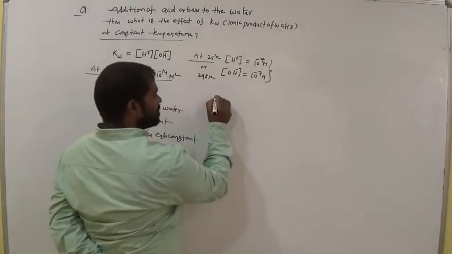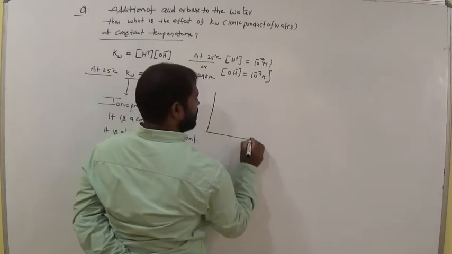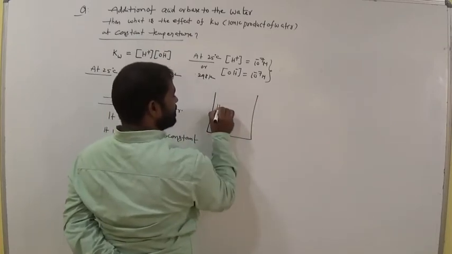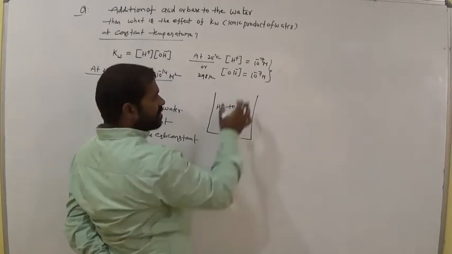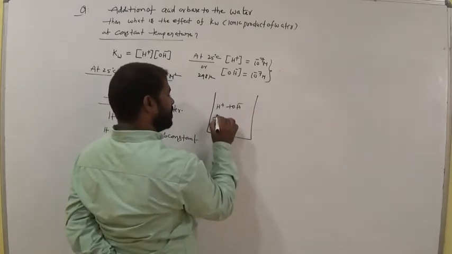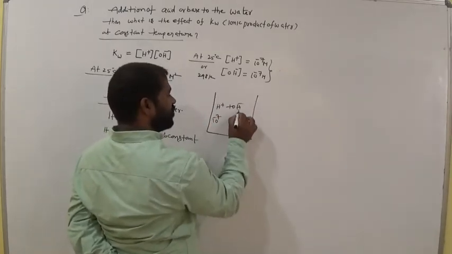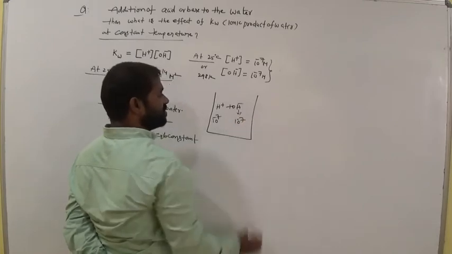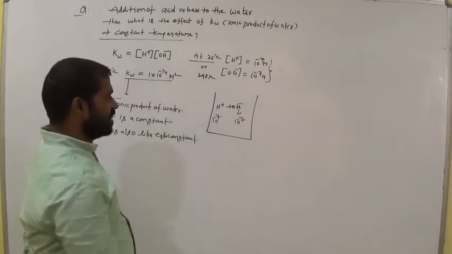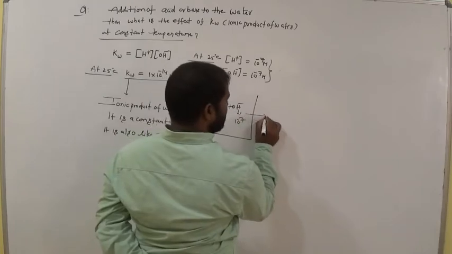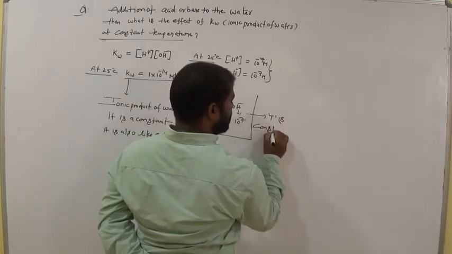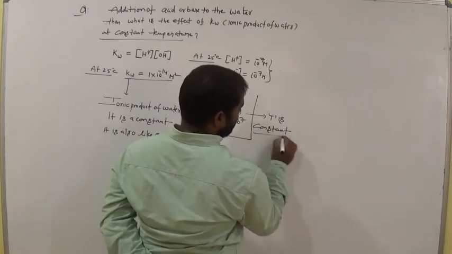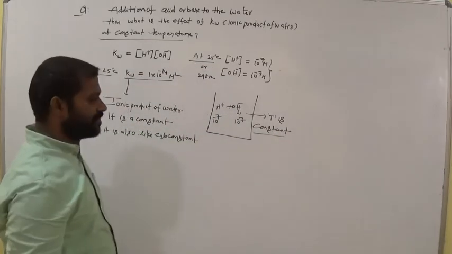Now suppose in this beaker we have H plus and OH minus ion concentrations, am I right? For both, 10 power minus 7 at 25 degrees Celsius. Now in this beaker the temperature is constant, T is constant, am I right? There is no change in the temperature.